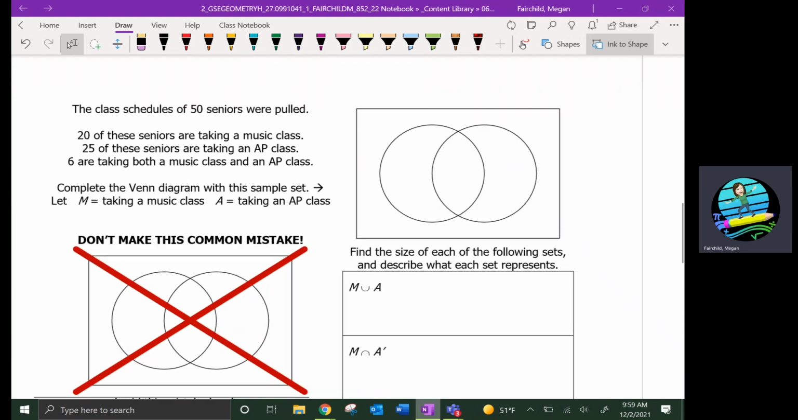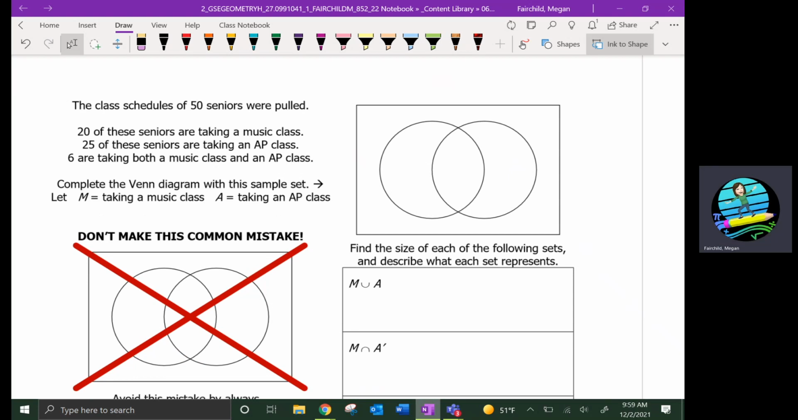All right, let's practice this. Here we have some information and we have a Venn diagram. I want you to fill in the Venn diagram based on this information. So let's read it. The class schedules of 50 seniors were pulled. 20 of these seniors are taking a music class, 25 are taking an AP class, 6 are taking both a music class and an AP class. Complete the Venn diagram. You always want to label your circles. So we're going to label the first one M for music class, and we're going to label the second one A for AP class. So go ahead and fill in this diagram based on what information they give you.